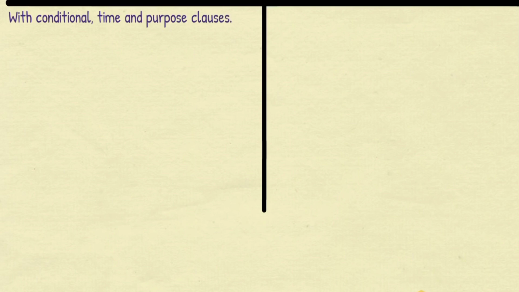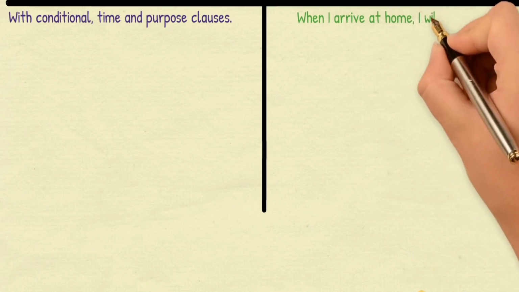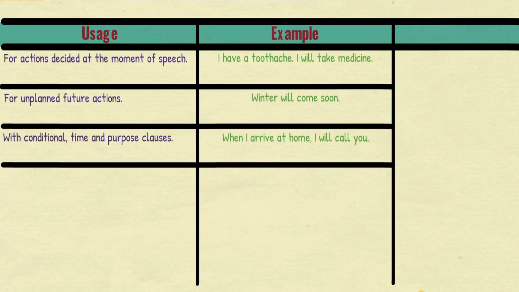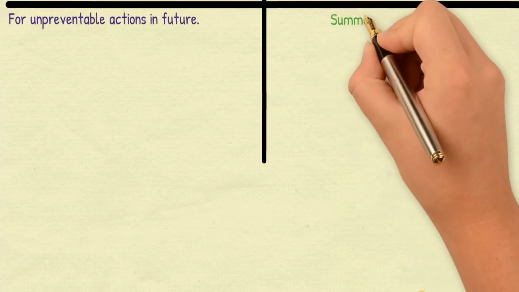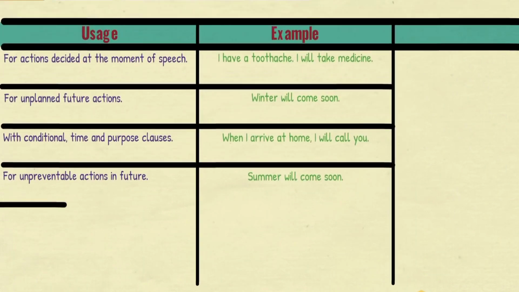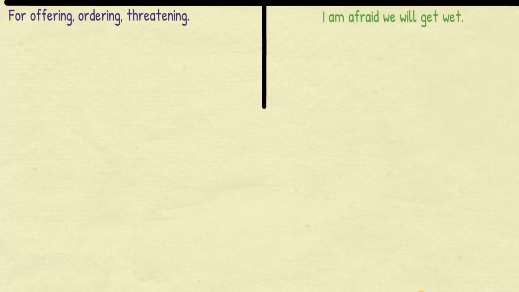With conditional time and purpose clauses. When I arrive at home, I will call you. For unpreventable actions in future. Summer will come soon. For offering, ordering, threatening. I am afraid we will get wet.